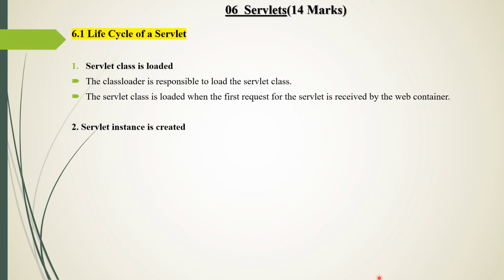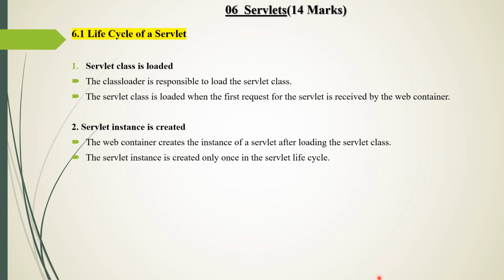Second step is the servlet instance is created. The web container creates the instance of the servlet after loading the servlet class. The servlet instance is created only once in the servlet lifecycle, so it is very important. Only one time is the servlet object created. Instance is created means object is created.